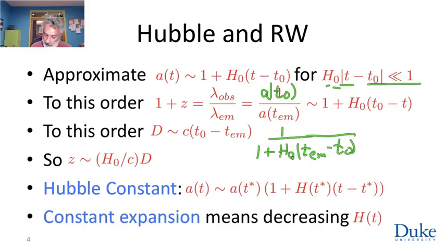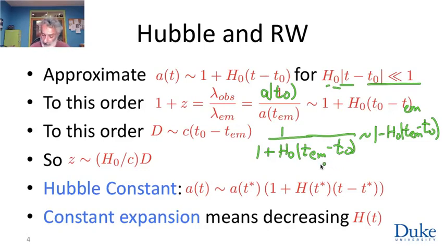But because this number is small, I can use Newton's approximation. This is 1 plus h0 times this, inverse. This is, with Newton's approximation, the same as 1 minus h0 times (t emission minus t0). And 1 minus h0 times (t emission minus t0) is the same as 1 plus h0 times (t0 minus t emission). So this is the expression that I'm going to use. It's valid when h0 times (t minus t0) is a small number. And so to this order, I can set 1 plus z equal to that.